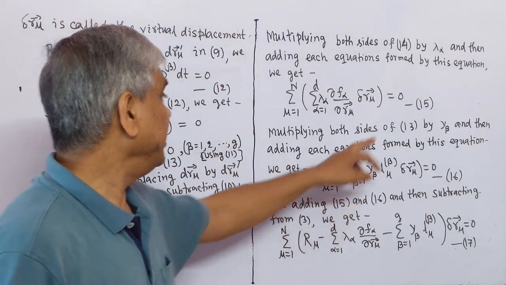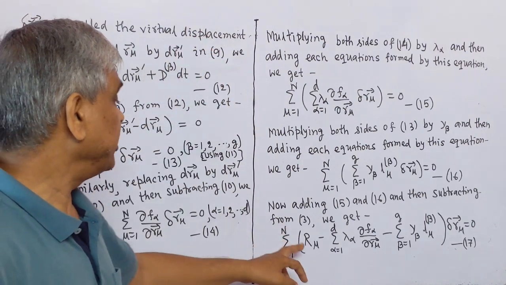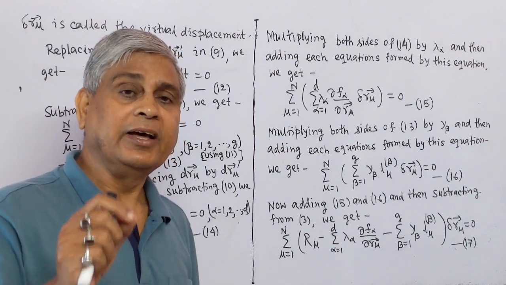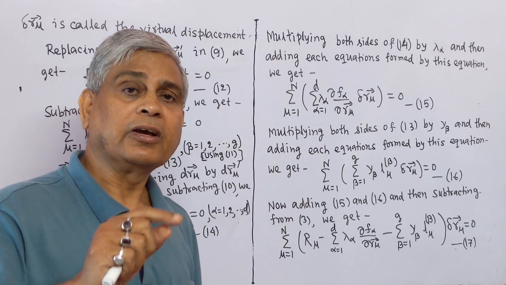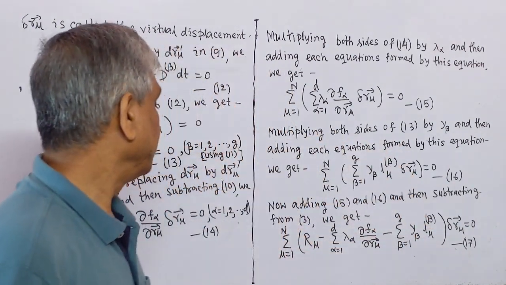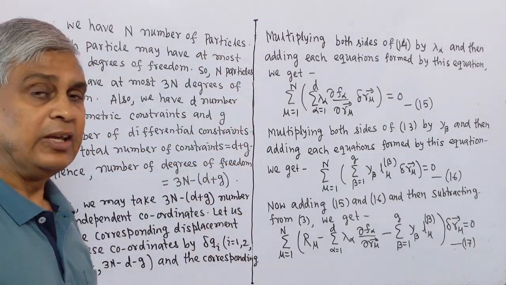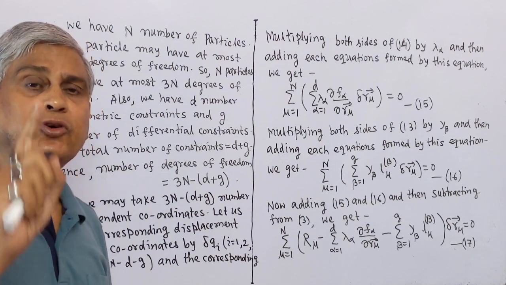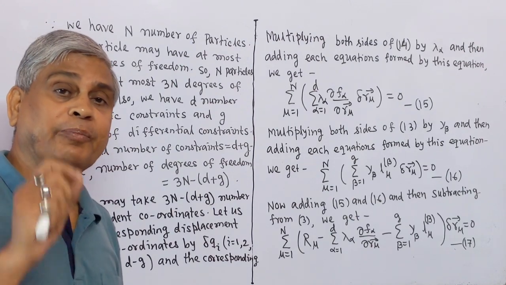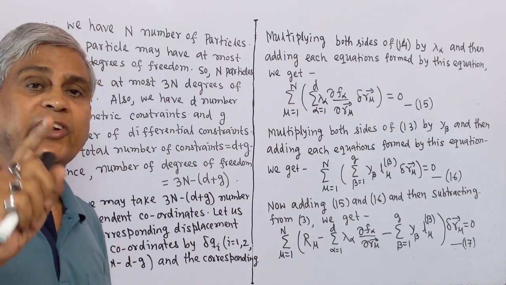Now adding 15 and 16 and then subtracting from equation 3. Equation 3 was the equation for virtual work done by the reaction forces for constraints, and we get equation number 17. Since we have n number of particles and each particle may have at most 3 degrees of freedom, n particles may have at most 3 multiplied by n, that is 3n number of freedoms.